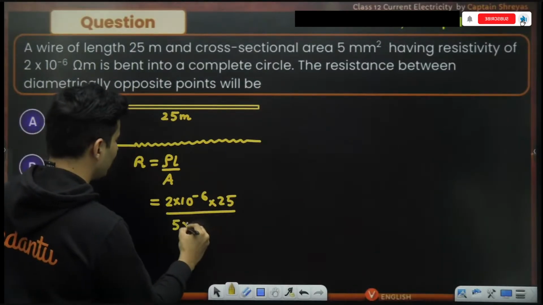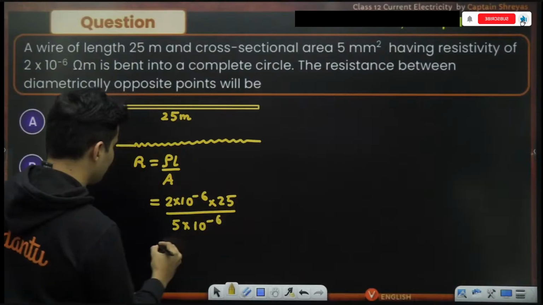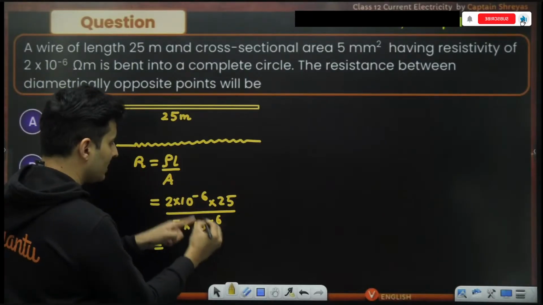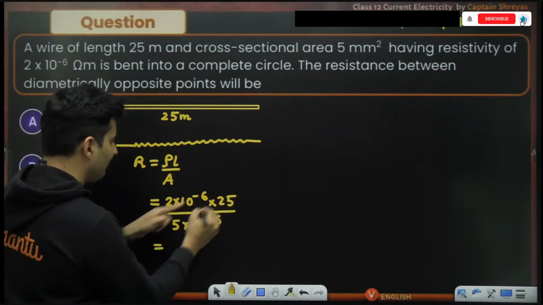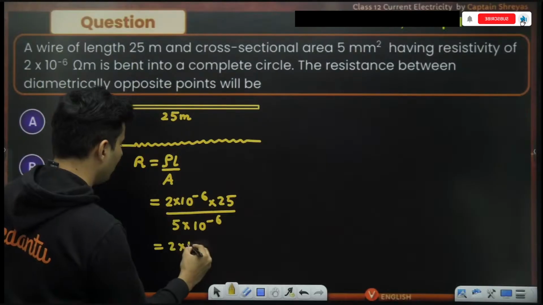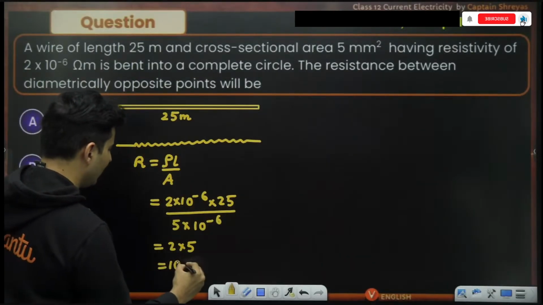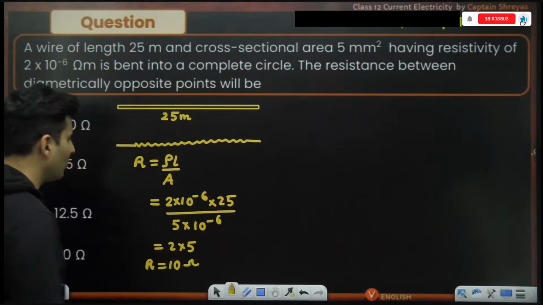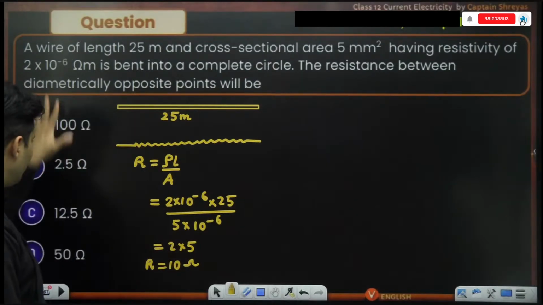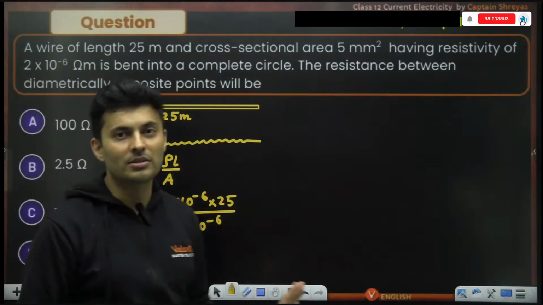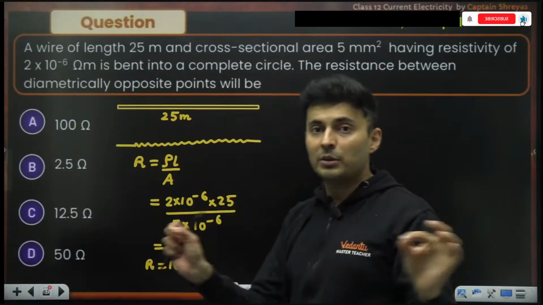5 millimeter square. Millimeter square means 10 to the power minus 6. 10 to the power negative 6 will cancel. 25 and 5 will cancel. You will have just the number 5 on the top. This 2 was there. 2 5s are 10. So the total resistance of that wire is 10 ohms, but don't mark 10. It is not even there in the options. This is just the length of the wire.